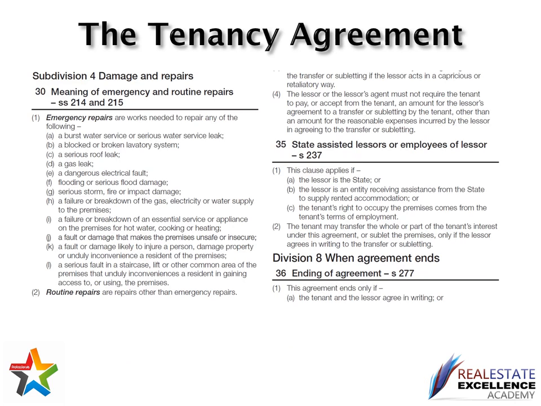Furthering on from item 18 of the agreement, please now refer to standard term 30 of the agreement, which sets out the meaning of emergency and routine repairs. Please now refer to page 6 of the agreement. Standard term 30 sets out the legal definition of an emergency and routine repair under your tenancy agreement.